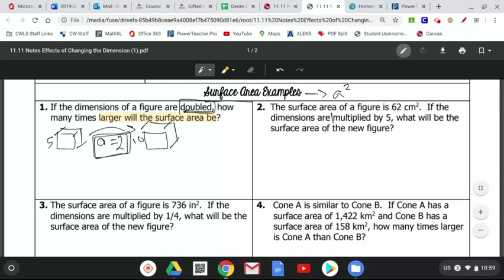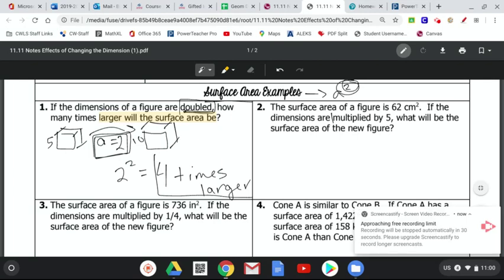So how many times larger will the surface area be? Well, we take that scale factor, that a, which is 2, and we square it. 2 squared is 4, so it's going to be 4 times larger. So hopefully that makes sense here.